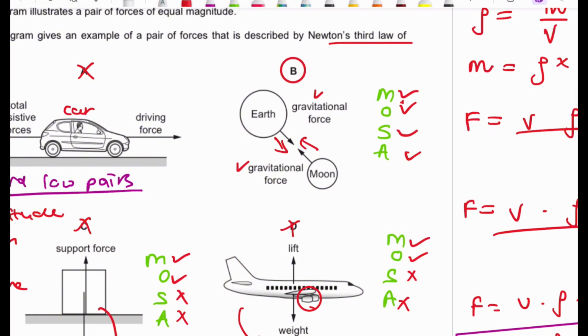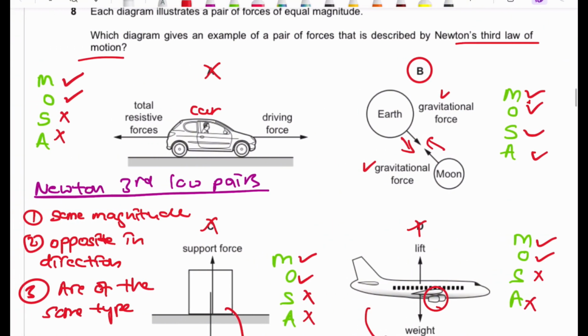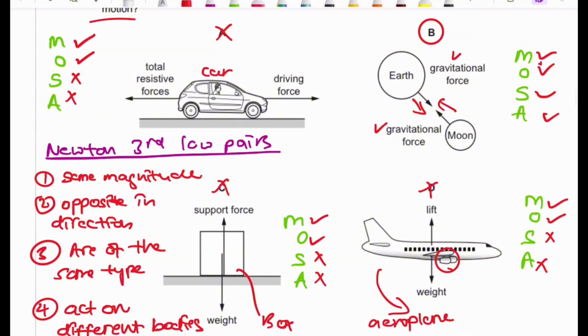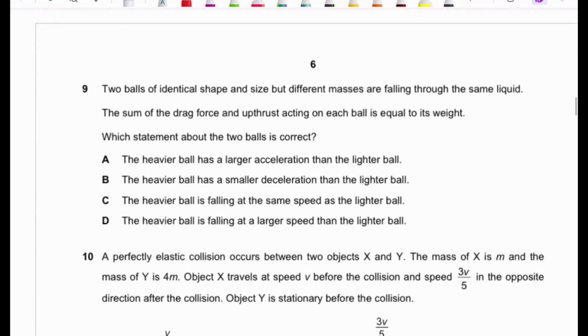So whenever you see this question, always ask yourself, what is my MOSA? What is my magnitude? Are they opposite in direction? Are they of the same type? Are they acting on different bodies? If it doesn't fit those criteria, it is not a Newton third law pair, and you can move on to the next one. You can also find other laws for why they're a third pair, but those ones will get you the mark for this question.